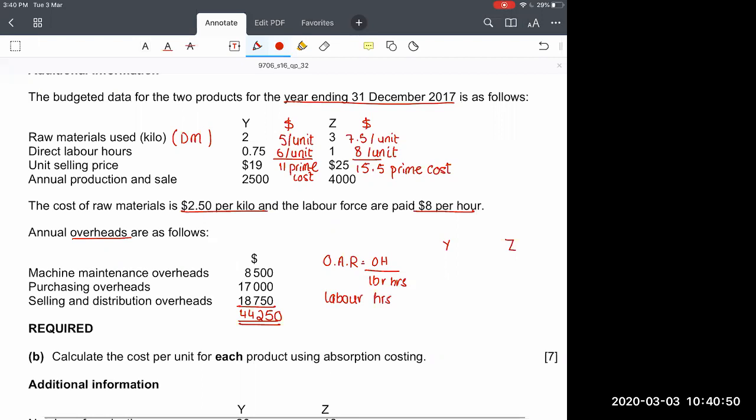Product Y, we have 2500 units. Multiply by each unit requires 0.75 hours. So 2500 into 0.75, this is 1875 hours. Product Z की बात करें तो product Z के ऊपर we are producing 4000 units and each unit requires 1 hour. That makes 4000 hours. So collectively, if we talk about the labor hours, the total labor hours are 5875 hours.